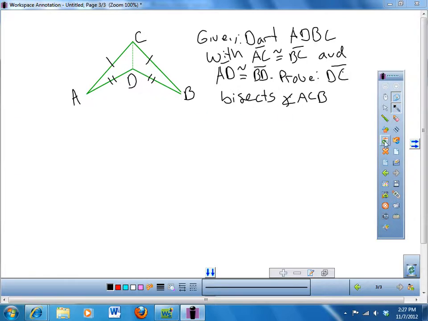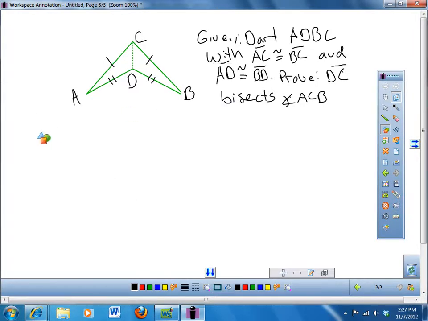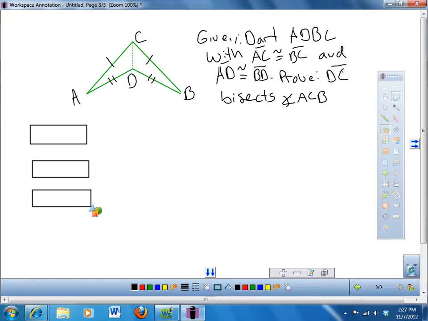So the first thing that you're going to do is, who can tell me what the first thing I want to do is? Yes, Devin? You want to write out the givens. All right? So where's my box tool? So I'm going to make some boxes here. And there's probably a way to make a flowchart, but I don't know what it is. So I'm going to make one box here, another box here, another box here.